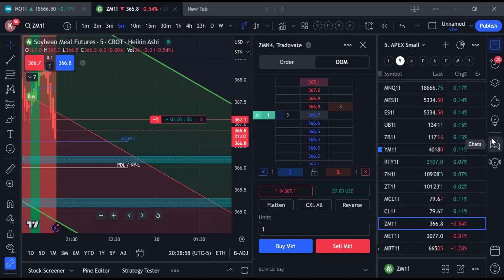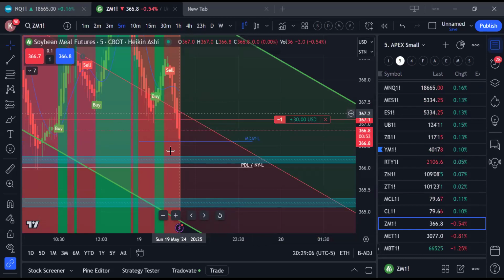Order submitted. Because there is a Monday low. Monday low sometimes can act as a support, or it may come all the way, touch this one, touch the previous day low, and then it may bounce back.